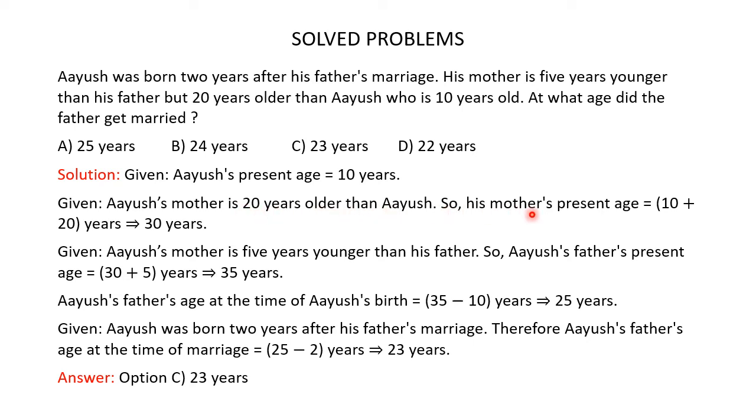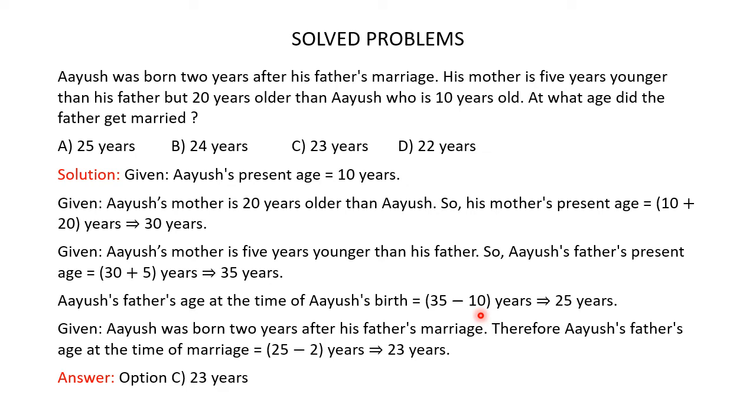So his mother's present age is 10 plus 20, which is 30 years. So Ayush's mother's present age is 30 years. It's given Ayush's mother is 5 years younger than his father. So Ayush's father's present age is 30 plus 5, which is 35 years. Now Ayush's father's age at the time of Ayush's birth would have been 35 minus 10 years, which is 25 years. Because Ayush's present age is 10 years, this means he was born 10 years ago.